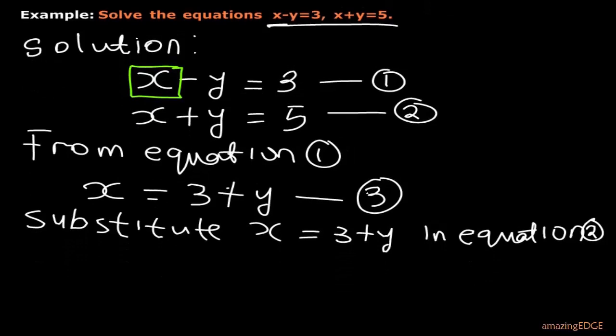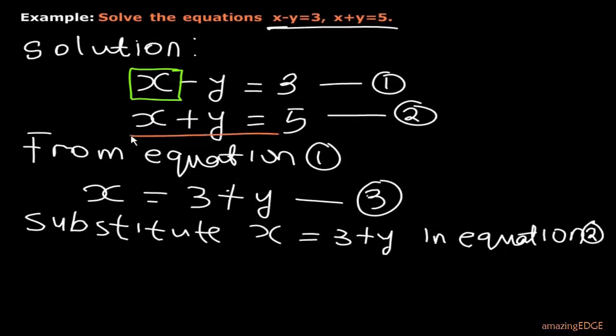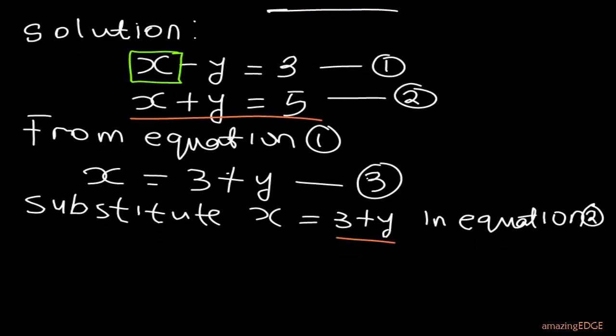So the question says substitute x equals 3 plus y in equation 2. So I'll go back here. Any place I see x, I will put 3 plus y. That is the idea. In equation 2, I have x there. Instead of writing x, I'll write 3 plus y. So this 3 plus y has taken care of x. The next thing is I have my plus y. Then everything is equal to 5.